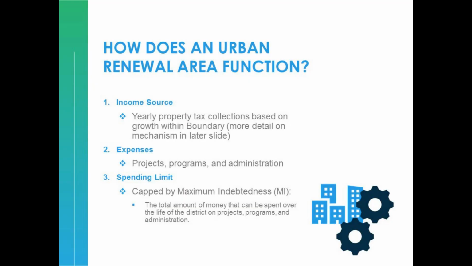An urban renewal area has an income source, expenses, and a spending limit. The income source is the yearly property tax collections from the increment. The expenses are either the projects and programs pursued or administration. Maximum indebtedness is the total amount of money that can be spent over the life of an urban renewal area on projects, programs, or administration.